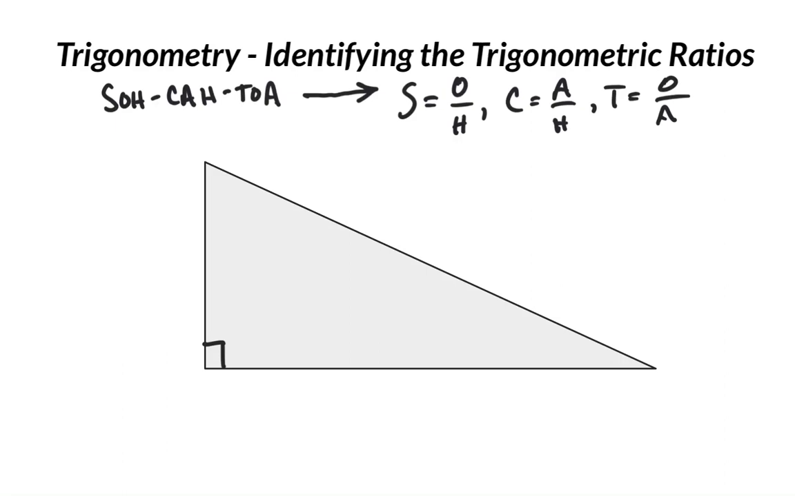Let's talk about writing out our trig ratios. So just a reminder, we typically use this device to remember SOH, CAH, TOA. But what that means is that sine is opposite over hypotenuse, cosine is adjacent over hypotenuse, tangent is opposite over adjacent. So it just goes in order. First letter is the trig function, second letter is the numerator, third letter is the denominator.